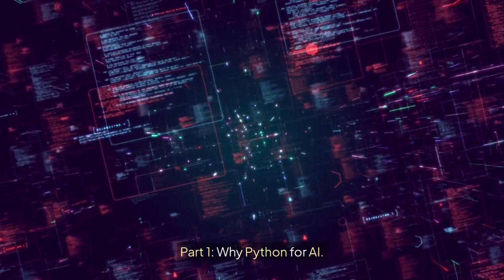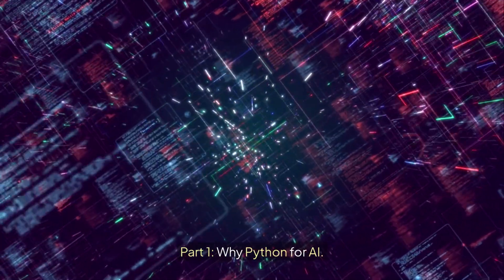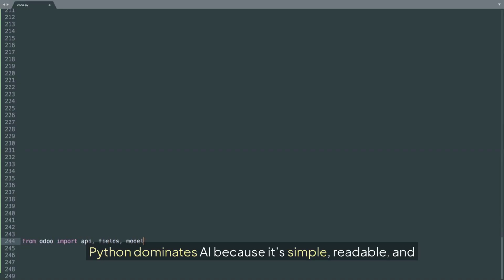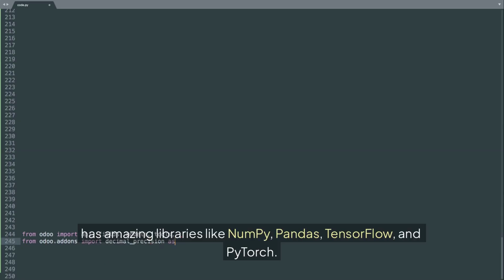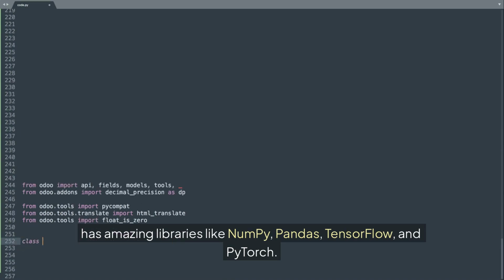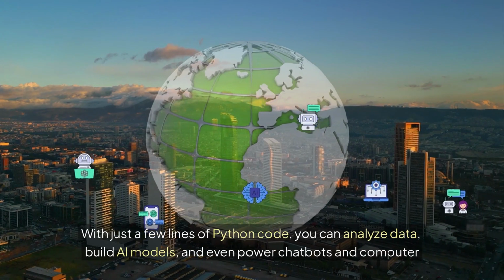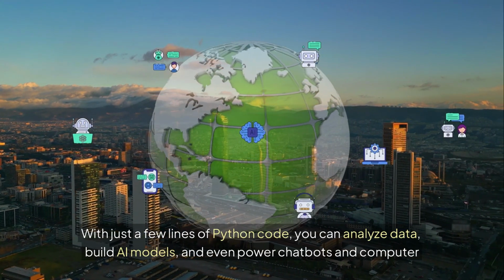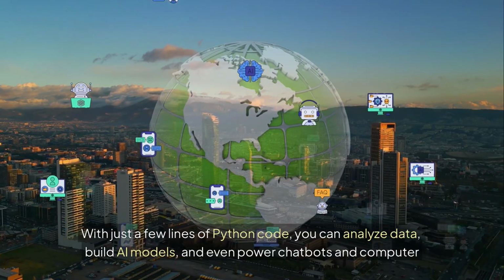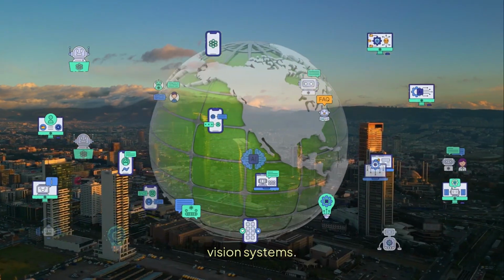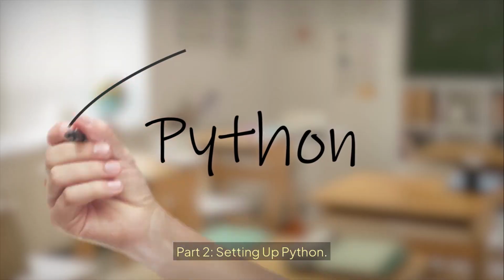Part 1. Why Python for AI? Python dominates AI because it's simple, readable, and has amazing libraries like NumPy, Pandas, TensorFlow, and PyTorch. With just a few lines of Python code, you can analyze data, build AI models, and even power chatbots and computer vision systems.